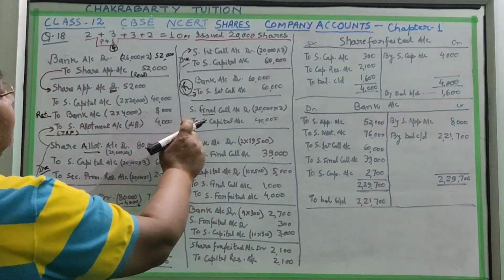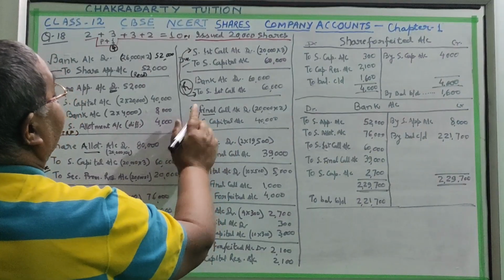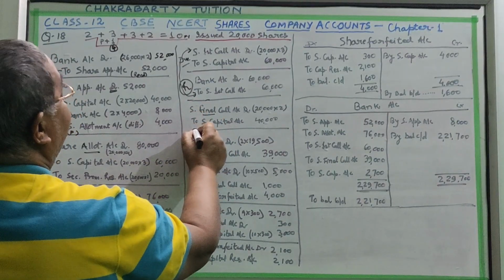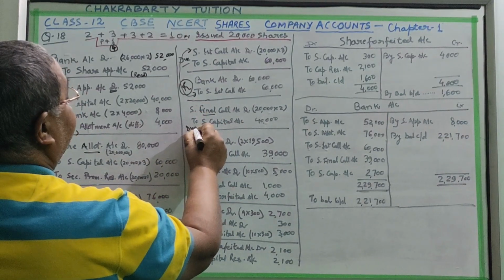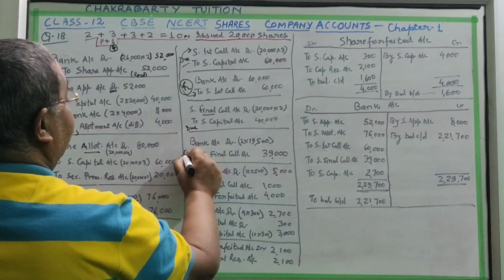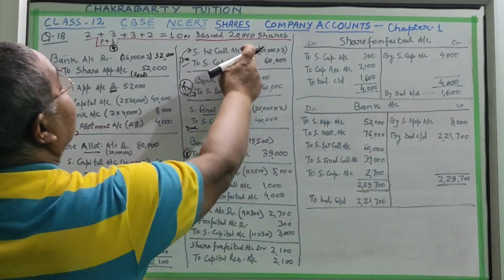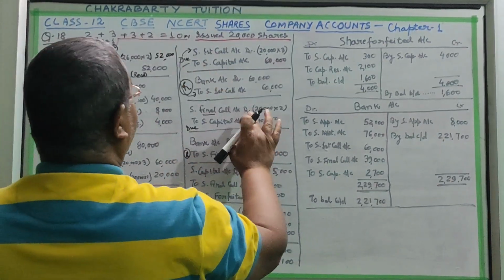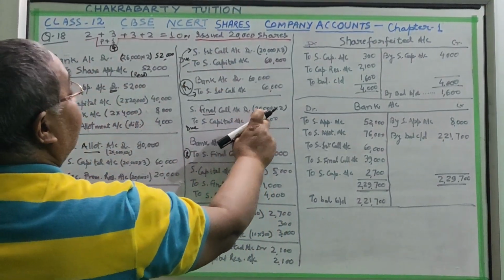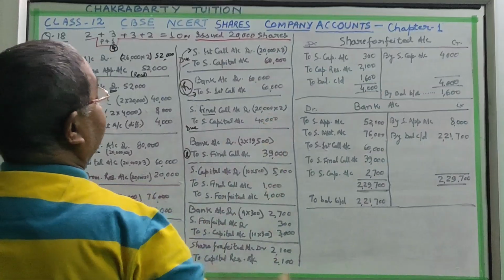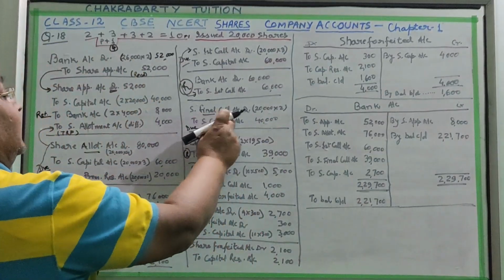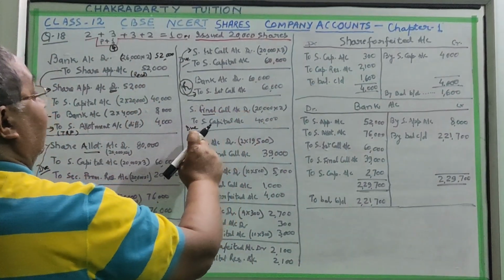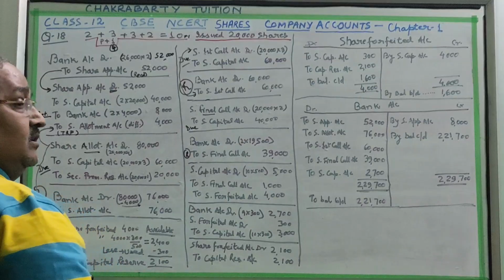Now the final call they have made. Again the pair is there. One is due, and the other is received. So your due amount is 20,000 at the rate of 2. So the final call account is due 20,000 into 2, meaning 40,000 rupees is due. So your journal entry will be share final call account debit to share capital account.